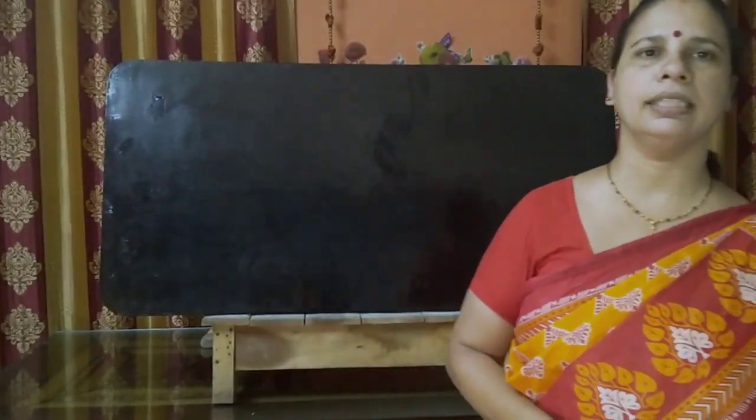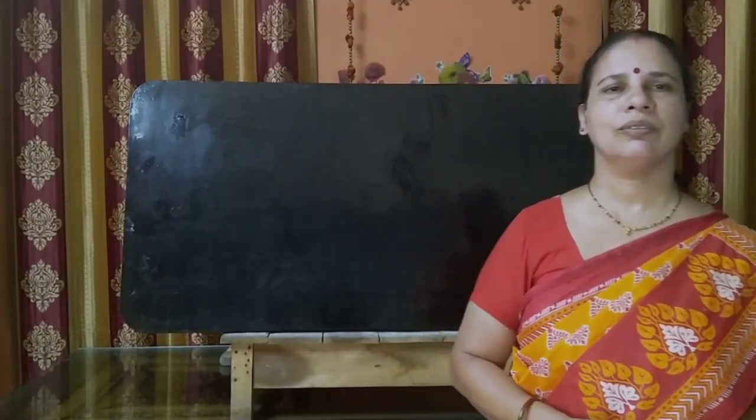Good morning, students. In class 6th and 7th, you have learned some triangles. Which are those triangles? The triangles are equilateral triangle, isosceles triangle, scalene triangle, and right angle triangle. Students, one Greek mathematician Pythagoras formulated a theorem through right angle triangle.